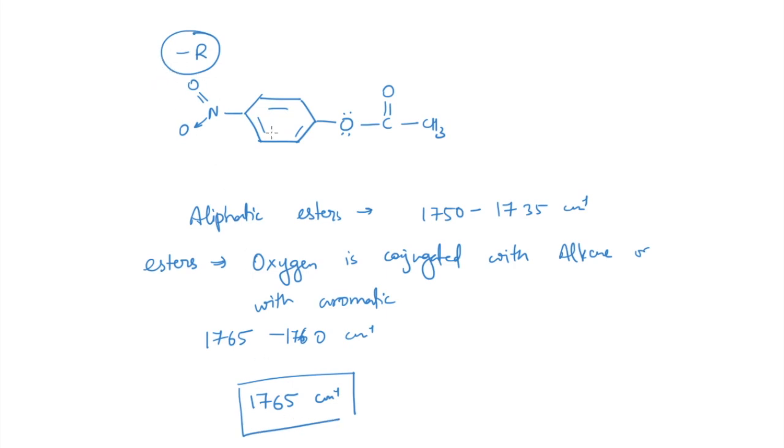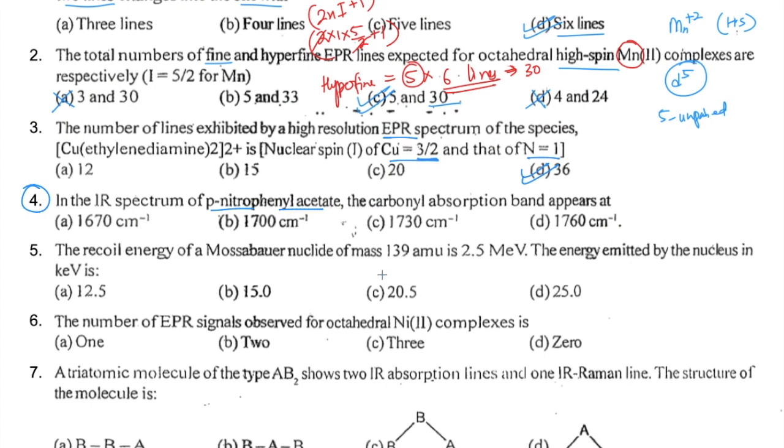So if you look upon the options, the value which is close to this 1765 centimeter inverse is only option number D, which is 1760 centimeter inverse. So we have to go with this value itself, although it should be 1765 or quite close to that. So that's the correct answer for this particular question. Alright, let's talk about the next question now.